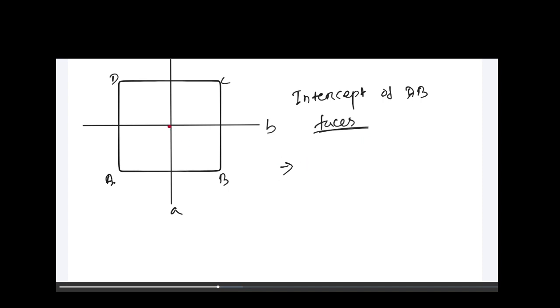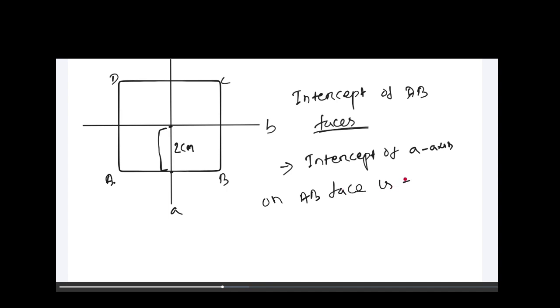First, our A axis intersects the AB face at this much distance. Let's say it is 2 centimeters. So the intercept of the A axis on the AB face is 2 centimeters. Then we'll see what will be the intercept of the B axis on the AB face.